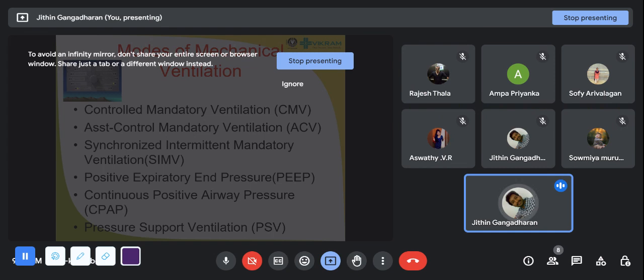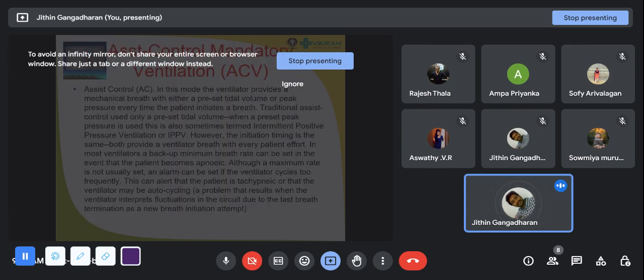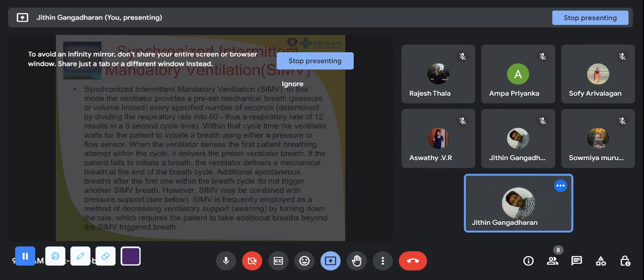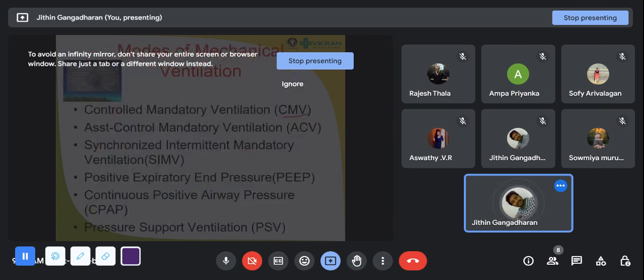So we look into each and every mode of ventilator. First one is controlled mandatory ventilation. What do you mean by controlled mandatory ventilation? Kindly write the notes. The notes here are huge, but you don't have to focus on all those things. Just understand the points I am saying, and write it down. That is your exam point of view.